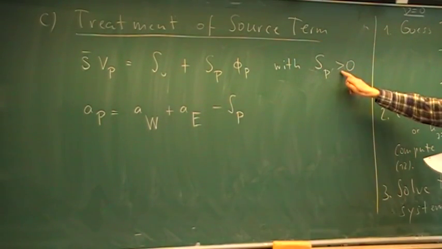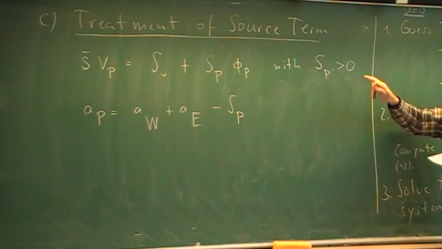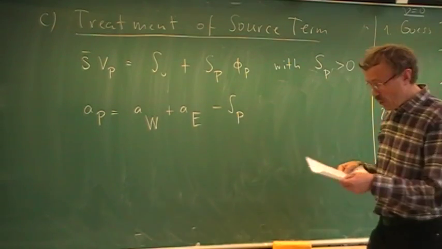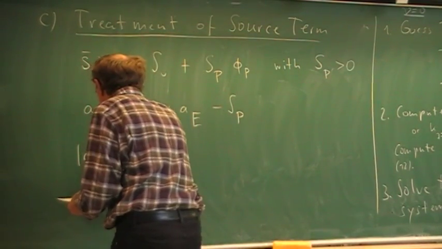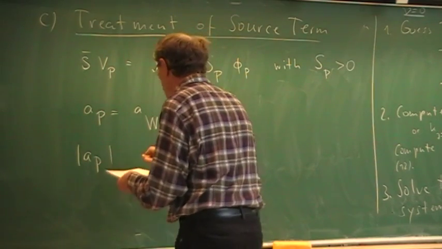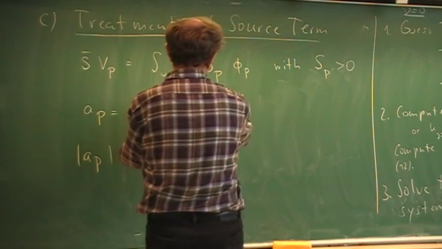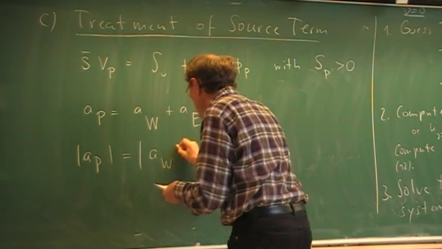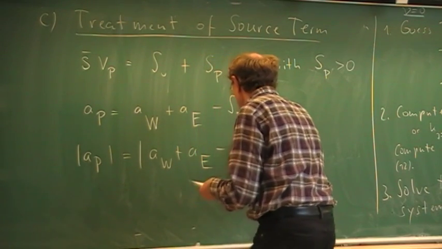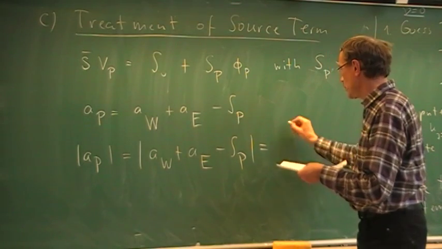So if this is negative, it will just be good. But the problem is, if it's positive, we might lose diagonal dominance. So we have to check whether the absolute value of AP is smaller or equal to the absolute value of AW and AE. So this is then AW plus AE minus SP.